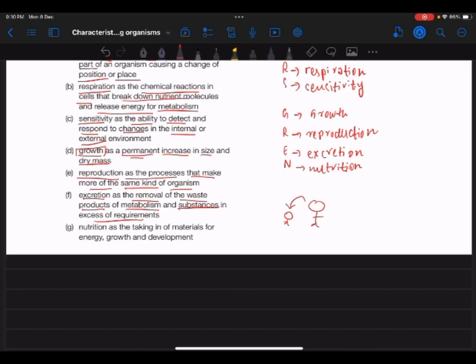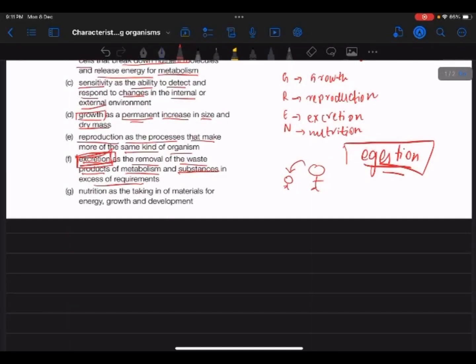Now, excretion is not to be confused with egestion. Totally different thing. We're talking about excretion. Not all living organisms perform egestion, but all living organisms perform excretion. Extremely important. Don't forget to differentiate between the two if the examiner does try to confuse you guys. Then we have nutrition, which is taking in of materials for energy, growth, and development. Done.